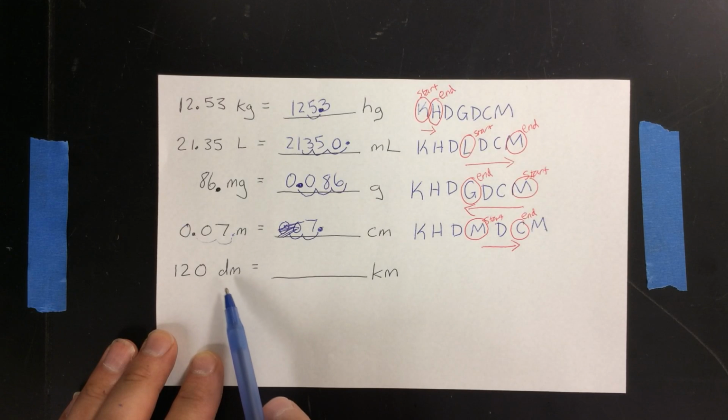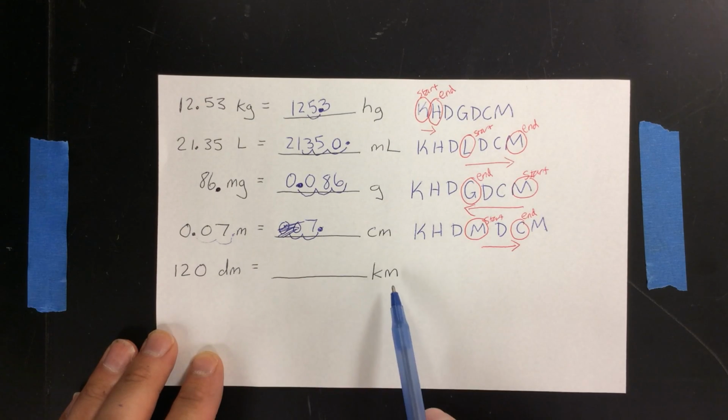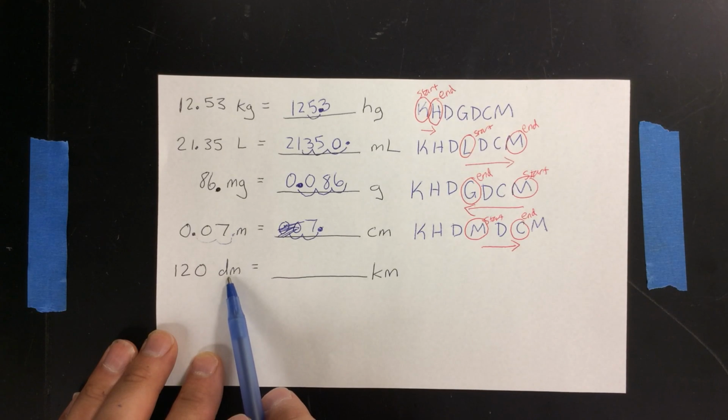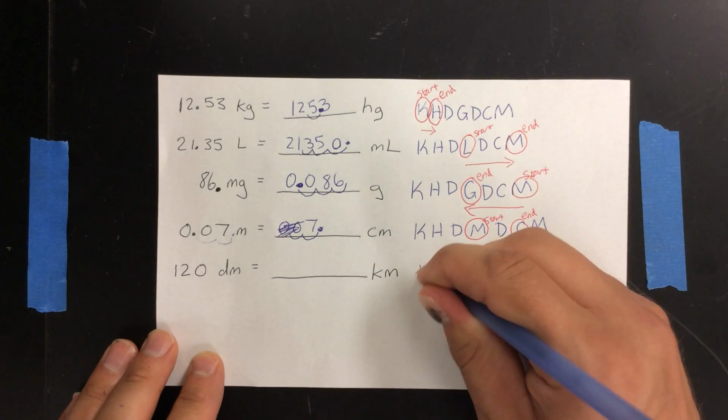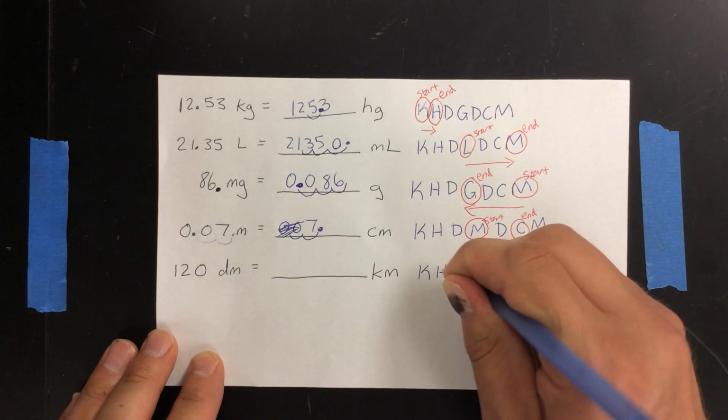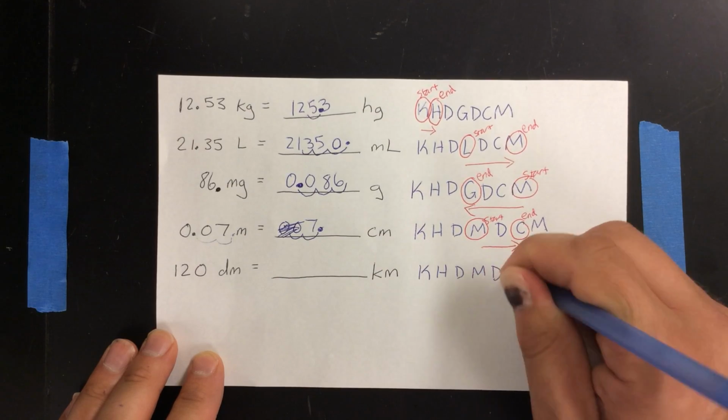Finally, we've got this last one, 120 decimeters into kilometers. Remember, the DM stands for decimeter. If it were decameter, it would be DKM, not DM. So since we're dealing with meters again, we're going to keep his dog moving down center main.